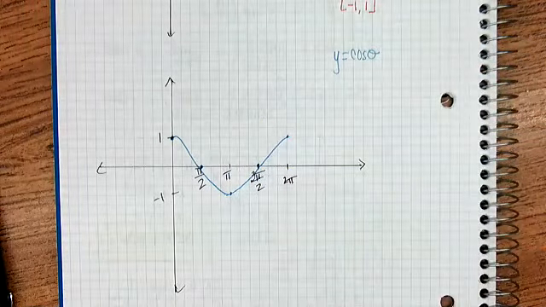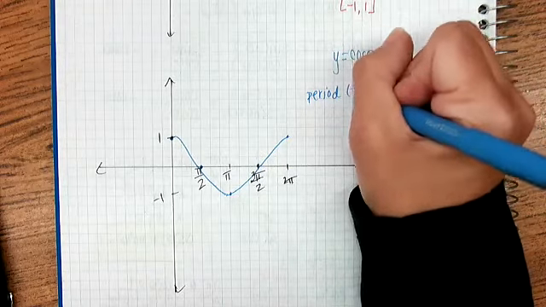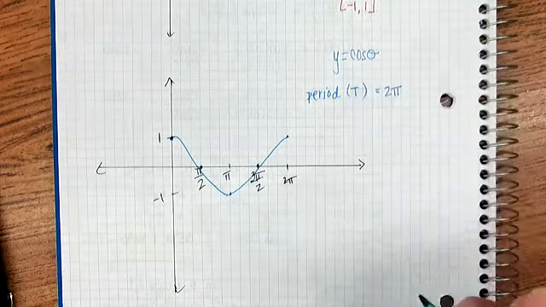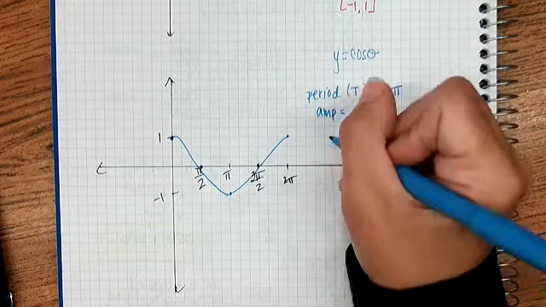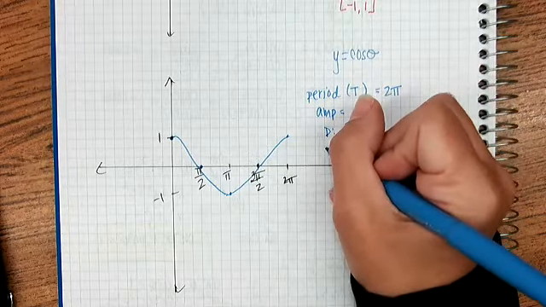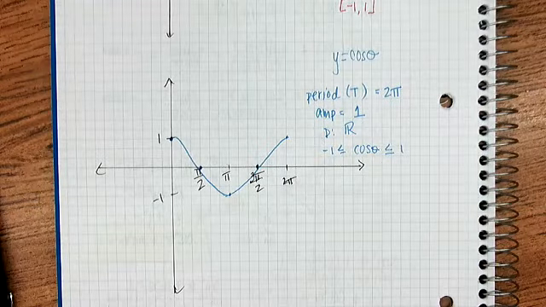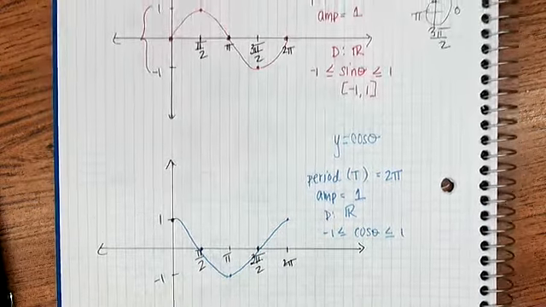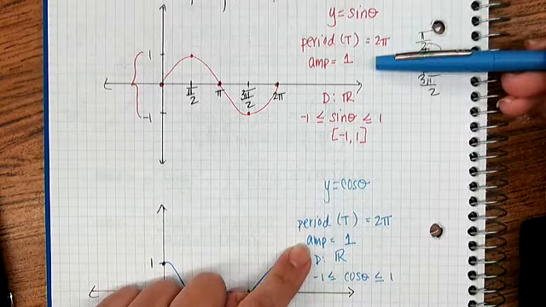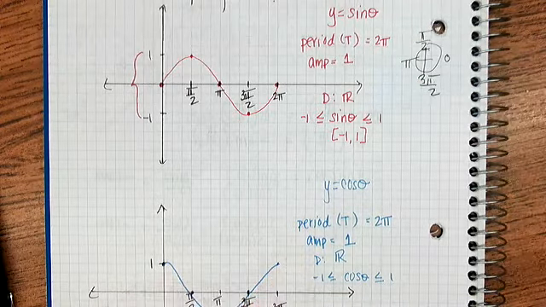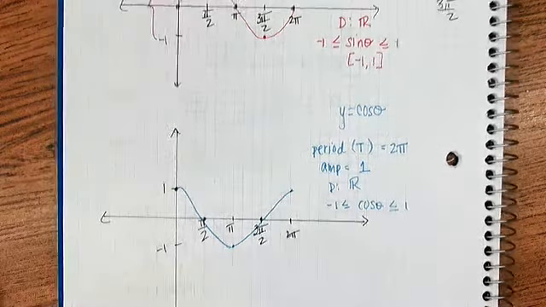Not bad. So the period, again, known as T, that's just the variable that is used. Amplitude is 1. You can abbreviate amp. The domain is all real numbers, and the range is -1 to 1. They have exactly the same information. Period 2 pi, amplitude 1, domain all reals, range -1 to 1, 4 key points. So that is your parent function for sine and cosine.